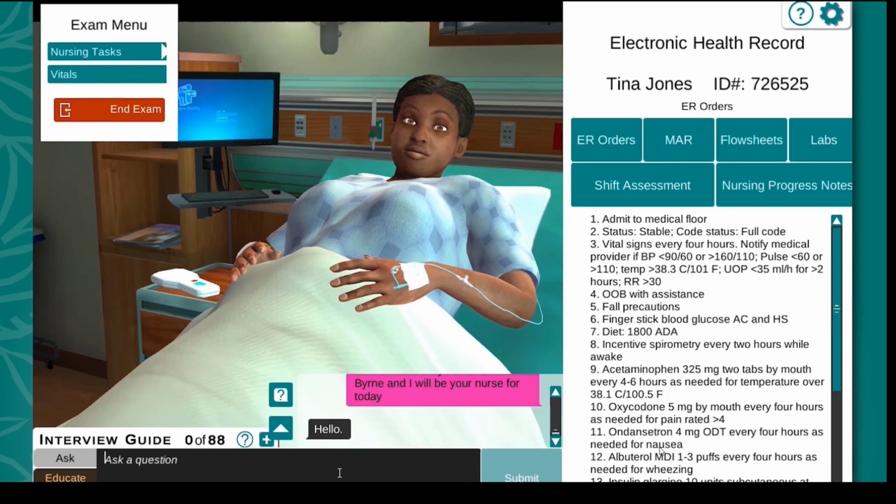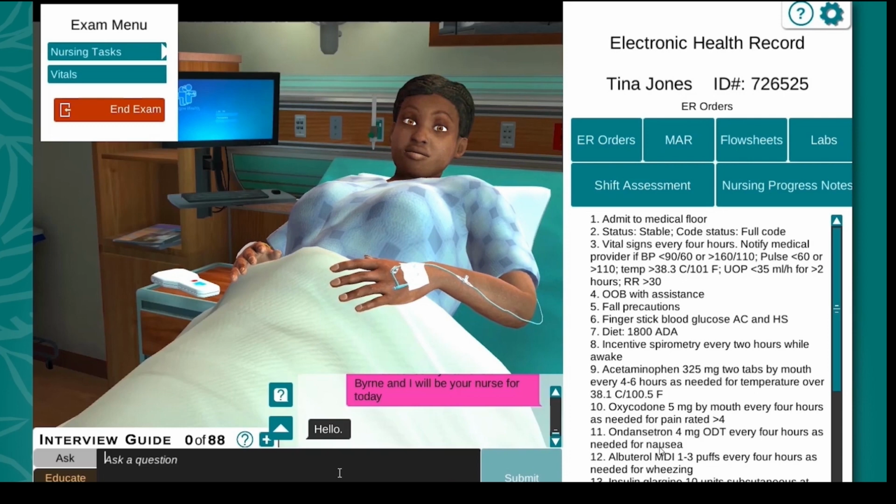Let's start by getting an understanding of the history of present illness. The history of present illness, or HPI, is important because it allows you to understand why the patient is seeking care. In general, it is a detailed, chronological description of the development and progression of the patient's present illness from the first sign and symptom to present.